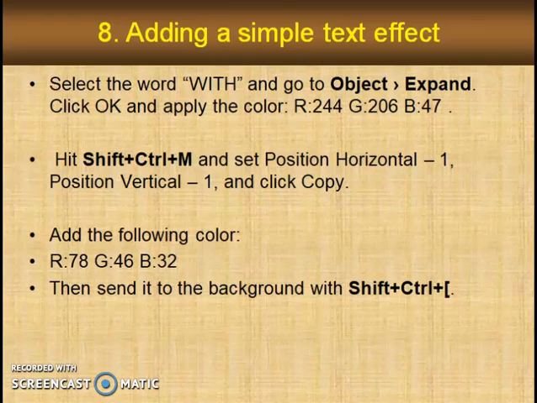Press Shift+Control+M and set position horizontal 1, position vertical 1 and click copy. Add the following color: the value of red 78, the value of green 46, the value of blue 32. Then send it to the background with Shift+Control+left bracket.